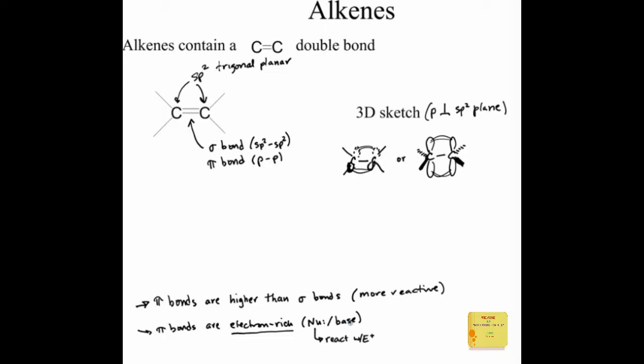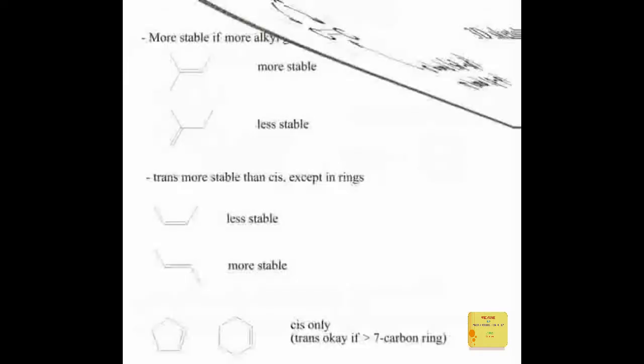And it can also be a base. What does it mean to be a base? An acid is something that donates a proton. A base is something that accepts a proton. So in other words, it can be protonated. And many of our mechanisms for alkenes are going to start with reaction with an acid, and our very first step is protonation of that pi bond.